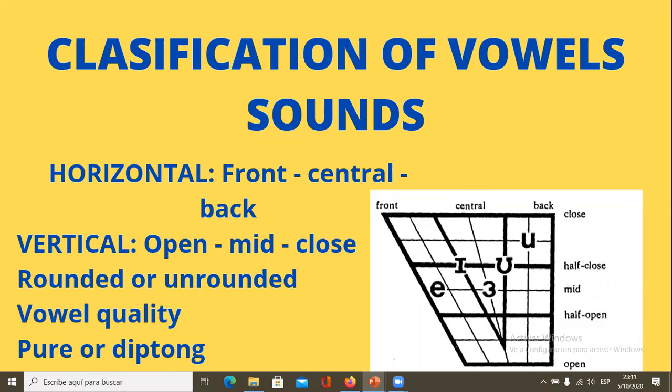Classification of vowel sounds. We have different classifications. Horizontal: front, center, and back. Vertical: open, half open, half close, and close. Then we have rounded or unrounded, which refers to the lips and the mouth. Vowel quality refers to the quality of the vowel. Pure or diphthong is another classification. Pure is when there is one vowel, and with the diphthong, we have 2 vowels.